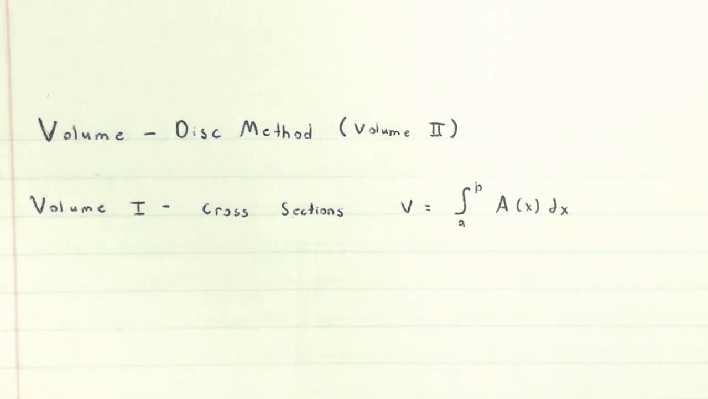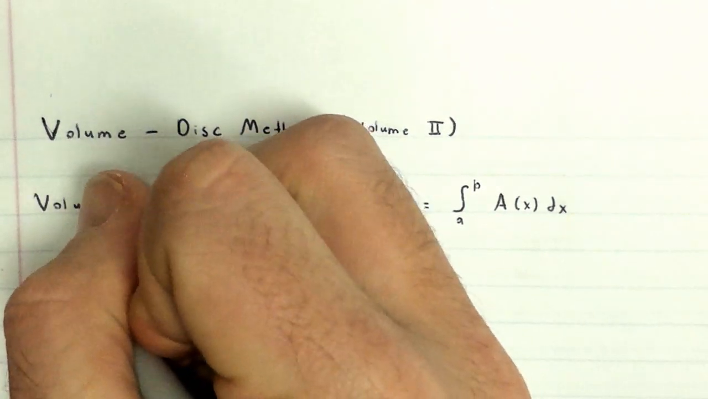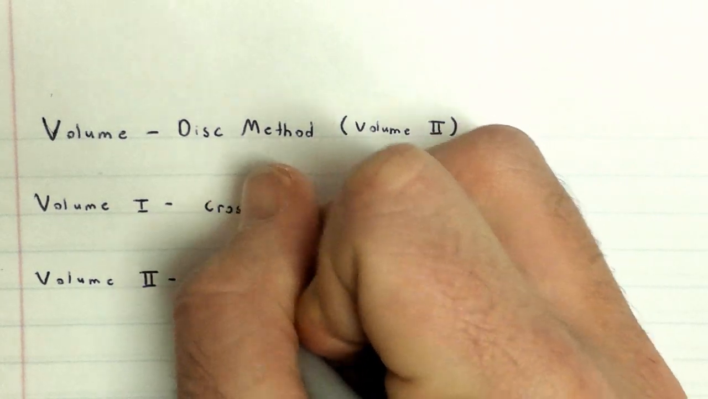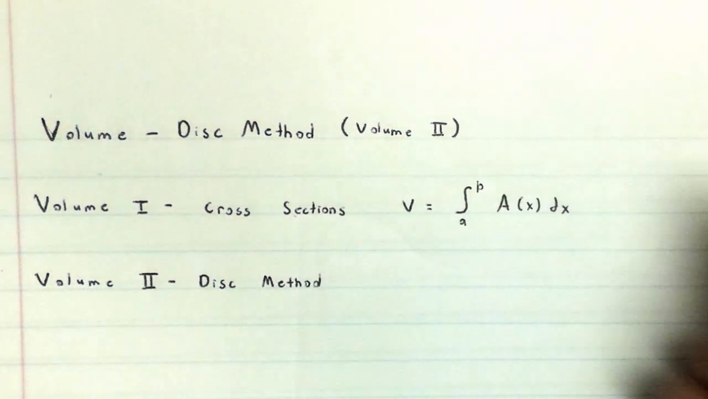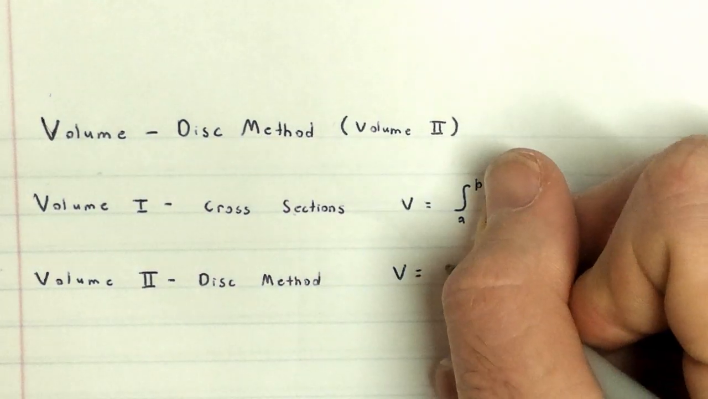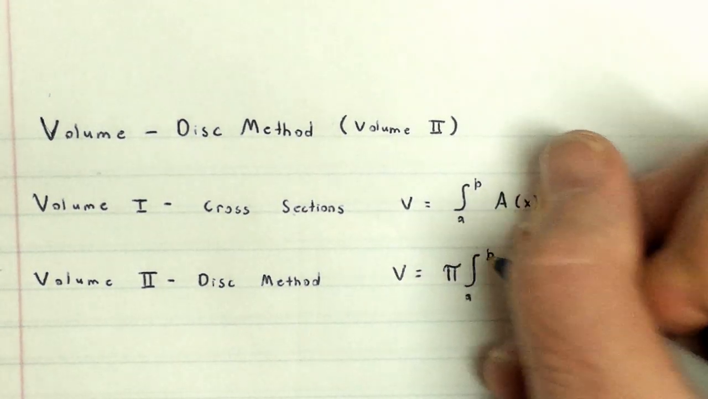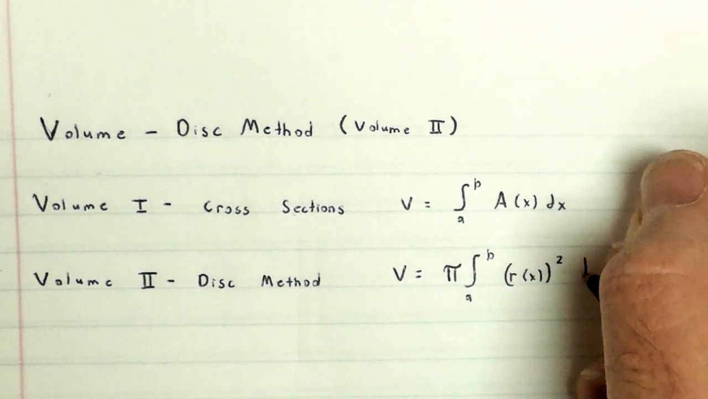Instead of stacking things on top of other things, we're going to take a shape, we're going to rotate it, and we're going to slice it into a bunch of thin discs as we're going through there. So our volume number 2 is going to be called disk method. And the equation for that, and I'll show you how we get this in just a minute, is going to be pi times the integral from A to B of R of x squared dx.